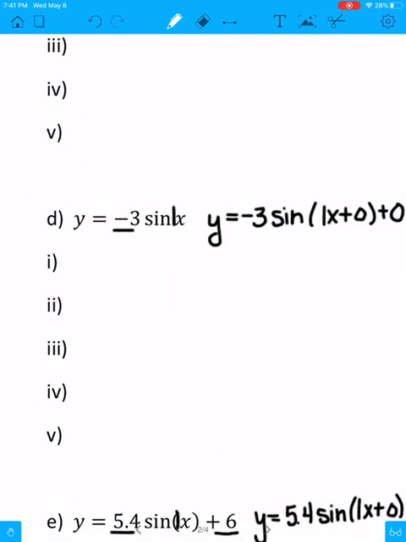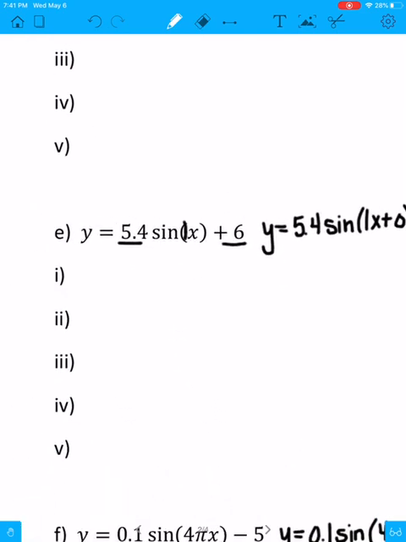My D, my amplitude equals the absolute value of -3, and the absolute value of -3 is 3, and my amplitude's always positive, so it better be a positive 3. So what does that mean? It means from my midline up it's 3, and from my midline down it's 3, and my midline's actually at 0, so I'm up to +3 and I'm down to -3.